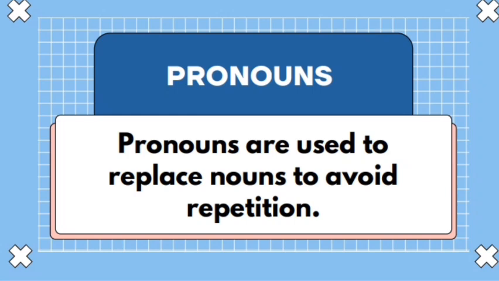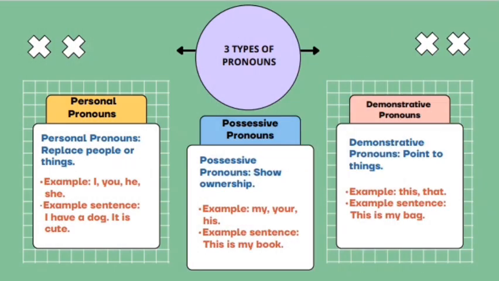Okay, next is pronouns. Pronouns are used to replace nouns to avoid repetition. Three types of pronouns. First, personal pronouns. Personal pronouns replace people or things. Example, I, you, he, she. And the example sentence is I have a dog. It is cute. Second is possessive pronouns. Possessive pronouns show ownership.